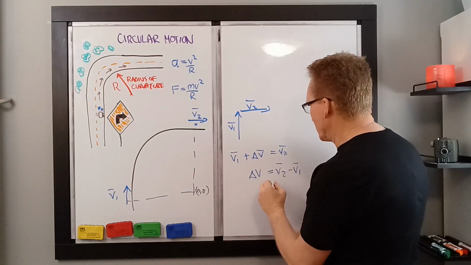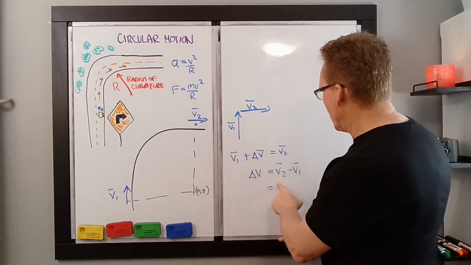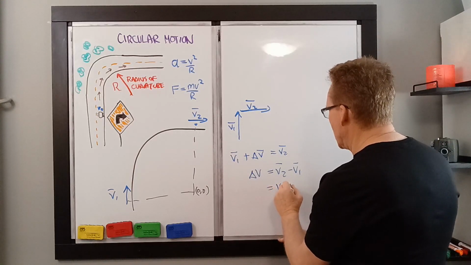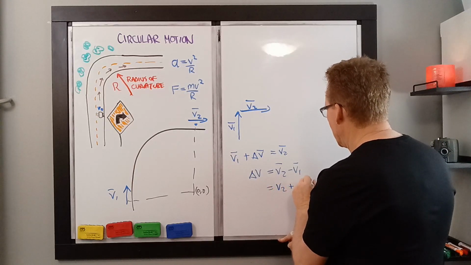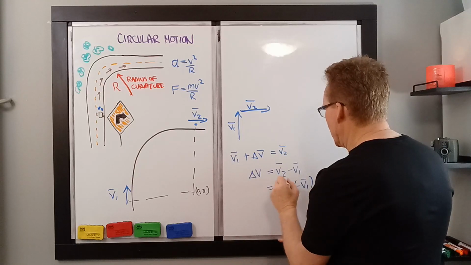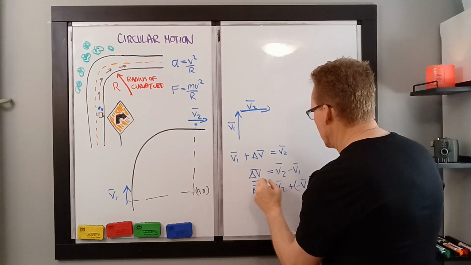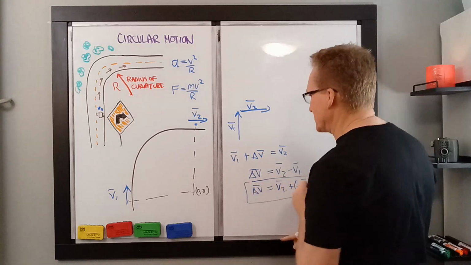These are vectors, of course, remember. And the way that we like to do vectors, we don't like to put a minus sign in vectors. We'll tend to say V2 plus the negative of V1. These are vectors again. That's what delta V is, another vector. So this here is what we want to sketch out.